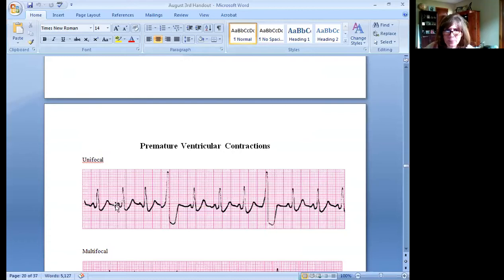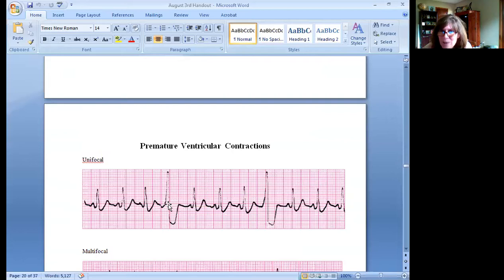The ones that were pretty regular had a nice uniform P wave. So this is an underlying sinus rhythm, actually sinus tach because its rate is 110, with 2 unifocal PVCs. What does unifocal mean? It came from one focus point. They look alike. They came from the same place, but it came from the ventricle.